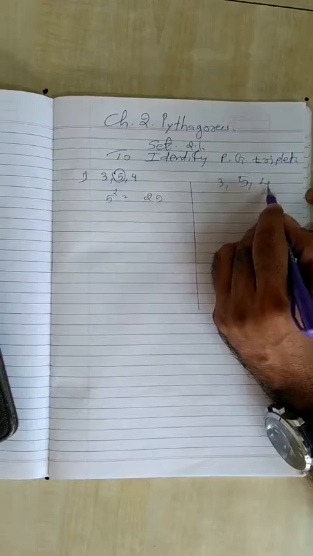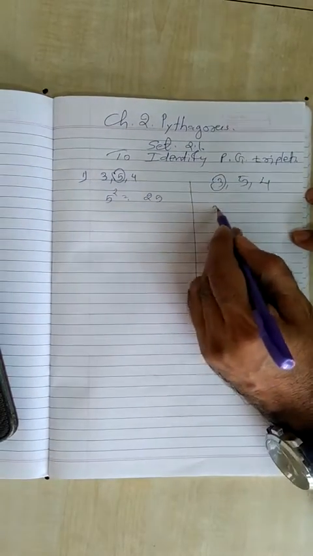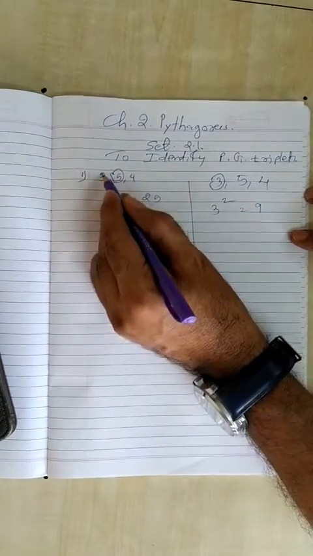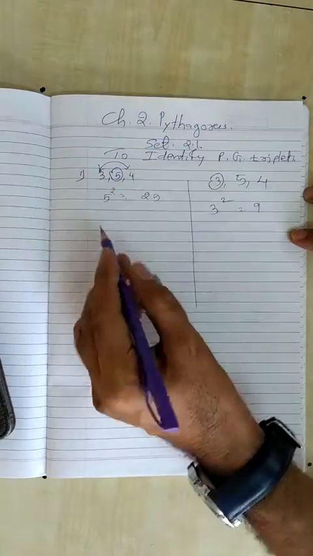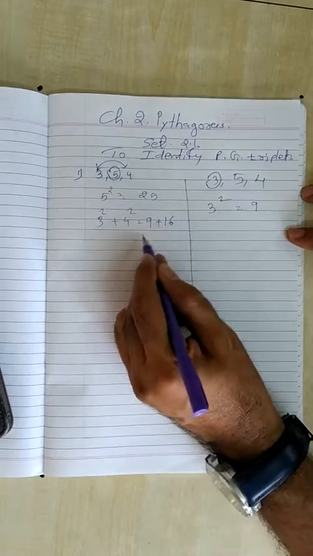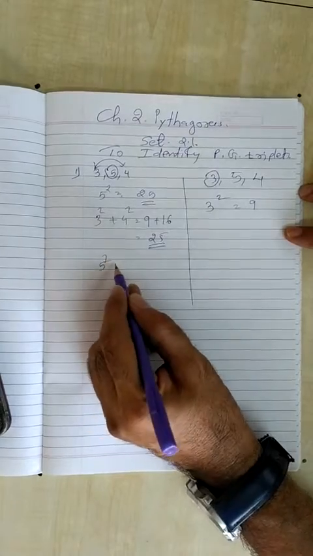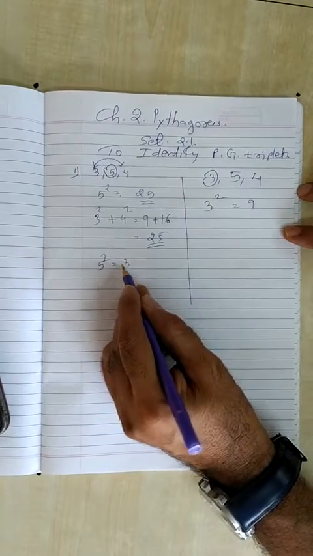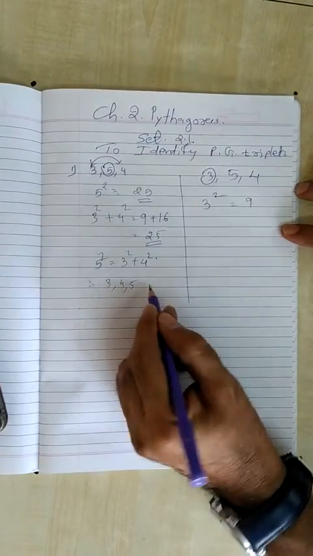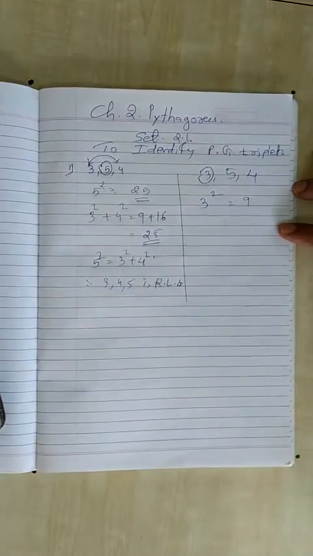Parallel, I will explain the second method. Take the maximum number, find out the minimum number. Now, the sum of squares of the rest of the 2. You can see these and these are equal. So you can see 5 square is equal to 3 square plus 4 square. Therefore 3, 4, 5 is a right angle triangle.